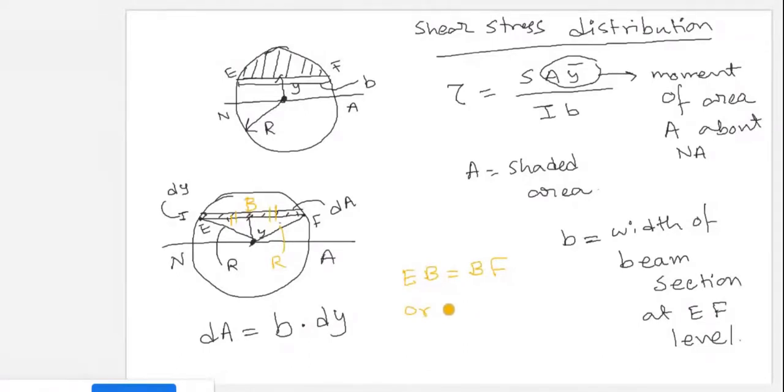Or EB is equal to half of EF, as EF is the total distance. Now, what is EF? EF is basically B, because B is the width of the beam section at EF level. So EF is basically B. Now EB is half of B. So B is 2EB.